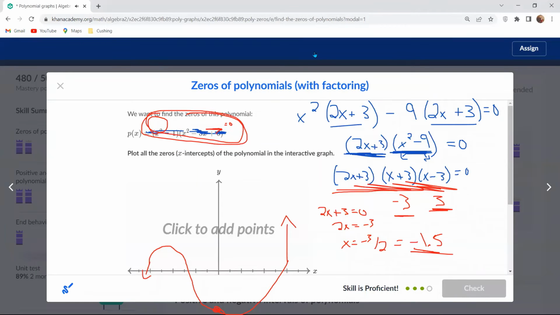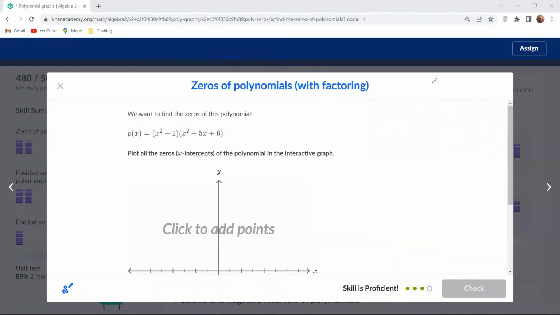All right, let's take a look at this last one here. So this one here, we have a couple things we can do. What I'm going to do is I'm actually not going to factor this. I'm going to leave this till the end because we can find the zeros without factoring that. Here, this we can factor.